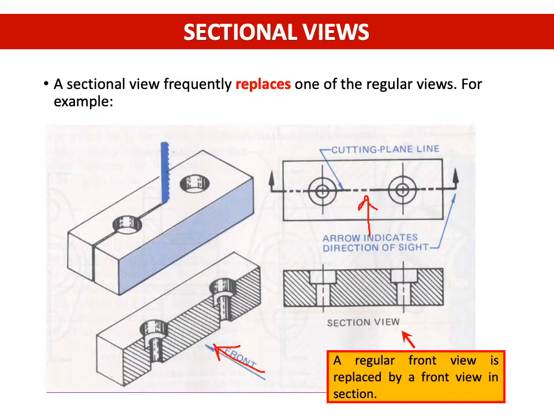So this section view shows you what it is going to look like at the front. This is the material where there is section lining, and there are two screw shapes in this object, so there is a hole inside of this object. So a regular front view is replaced by a front view in section. Okay, I hope you understand this.